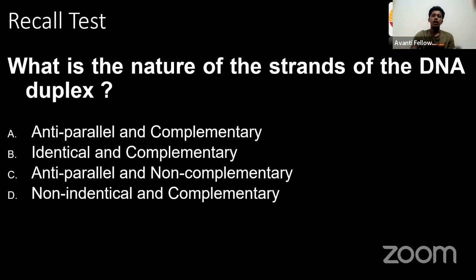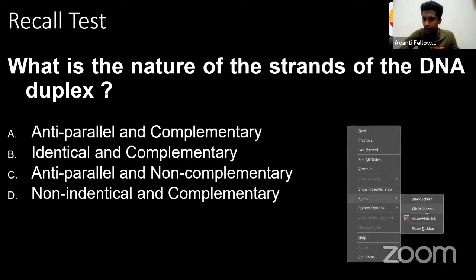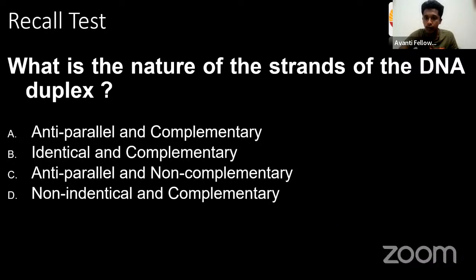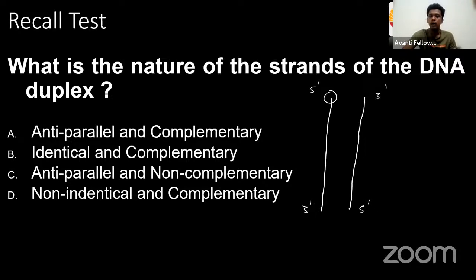So let us see. What is the nature of the DNA? First of all, we have to understand that DNA is made up of 2 chains, right? And in 2 chains, do they run in the same direction? No. When I wrote the structure back then, I told you that if one chain goes from 5 prime to 3 prime, the other chain will go from 3 prime to 5 prime direction. So this is called anti-parallel. They're parallel, but they're going in opposite directions.